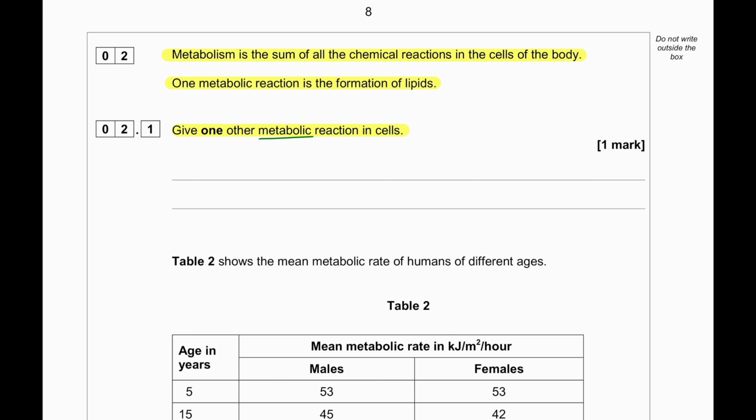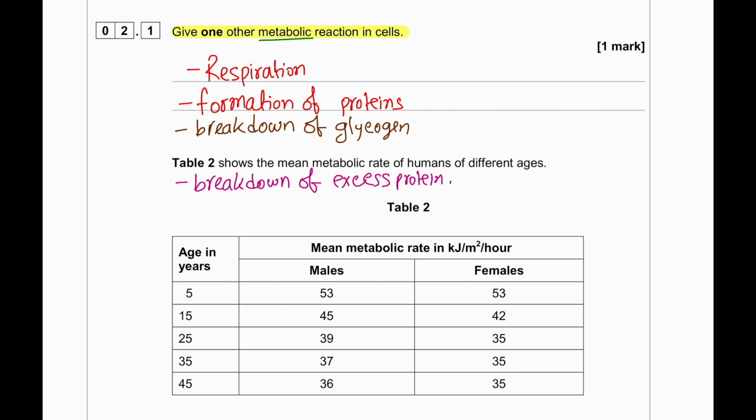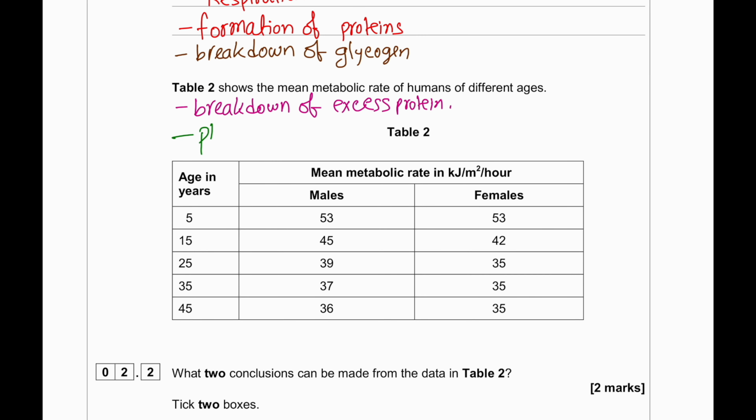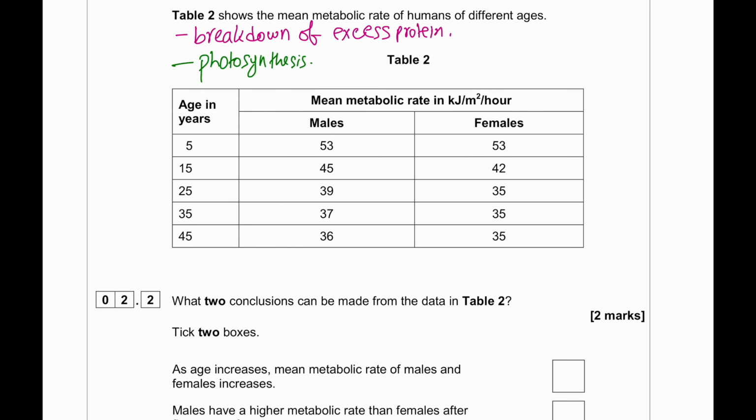So for example, respiration, formation of proteins, formation or breakdown of glycogen, breakdown of excess protein to form urea, photosynthesis, formation of glucose in plants, all of these are regarded as metabolic reactions. So I will just give you a few examples, and the ones that I have given you in my answer, I'll try to mention them in points here.